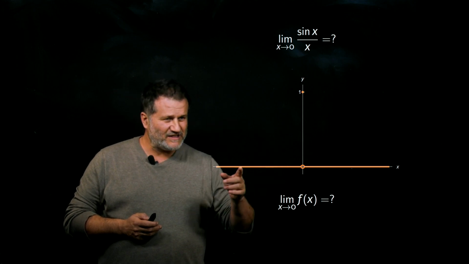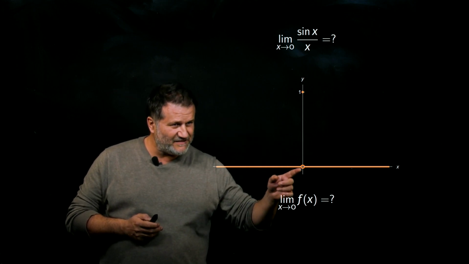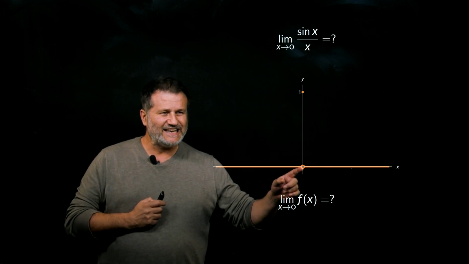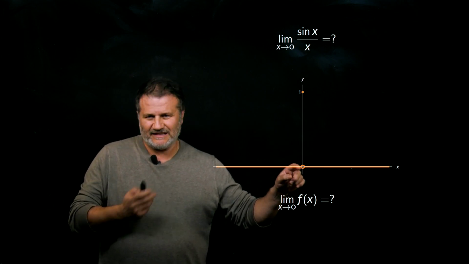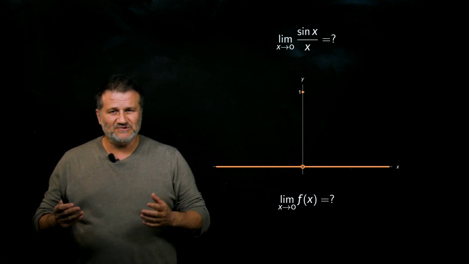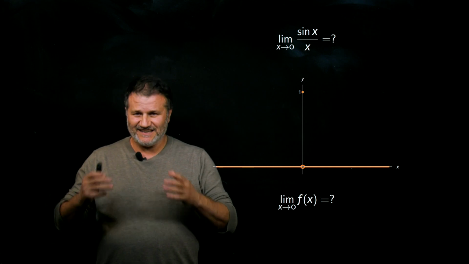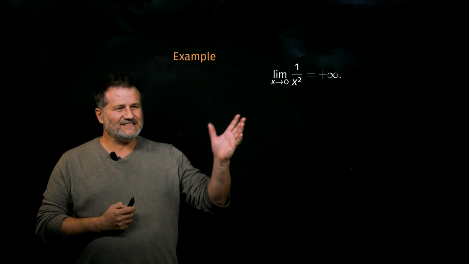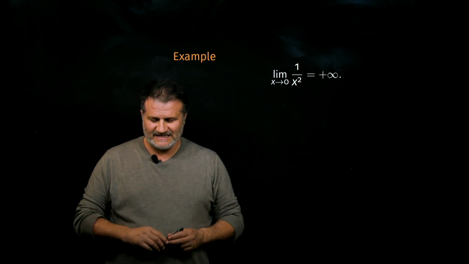see that if we take a sequence that goes to 0, but different from 0, the function would go to 0. But if we take a sequence constantly equal to 0, that goes to 0, the function would go to 1. So it wouldn't be true that all the ways lead to Rome, in other words. Now, let's see what happens on some concrete examples.